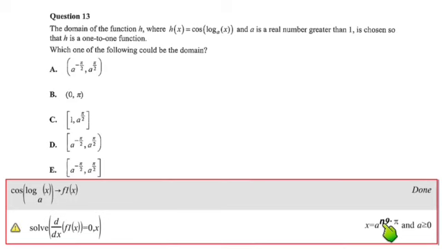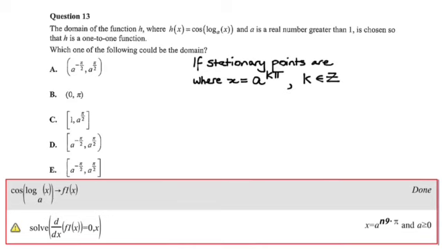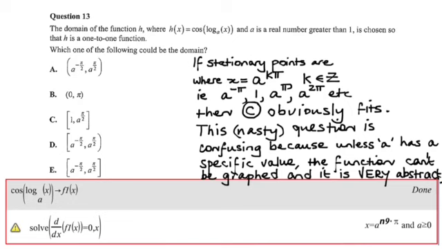And that immediately, if you just have a little look through these options here, this one, look, there's a 1. It's the only one with a 1 in it on the left-hand end of the interval, and that corresponds to a to the 0 pi, and then a to the pi on 2 would be somewhere between 1 and a to the pi. So that's looking promising, that one there, immediately, okay? So, as I'm saying, if the stationary points are where x equals a to the k pi, where k is an integer value, that is, for example, a to the minus pi, or 1, or a to the pi, or a to the 2 pi, etc., then C obviously fits.